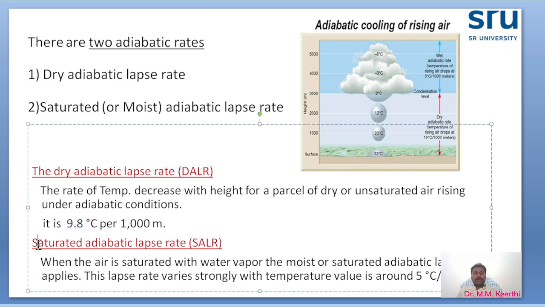When we talk about the saturated adiabatic lapse rate, it is the opposite of the dry adiabatic lapse rate. Here the temperature decreases with the height of saturated or wet air. How much is the temperature decrease? It is 5 degrees Celsius per kilometer.